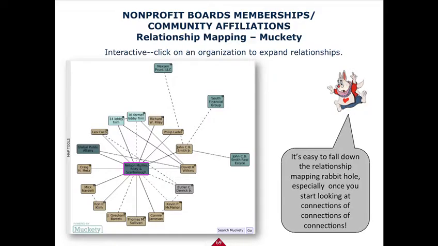And relationship mapping is kind of a new trend in prospect research. So there are a lot of companies starting up right now that will do this sort of relationship mapping as a paid service as well. And Muckety is highly interactive. Each of these other individuals or organizations you can click on, and then you'll see all of their connections. So just a word of caution from our little bunny here: once you start clicking, it's very easy to fall down that rabbit hole, going and clicking on connections of connections of connections.